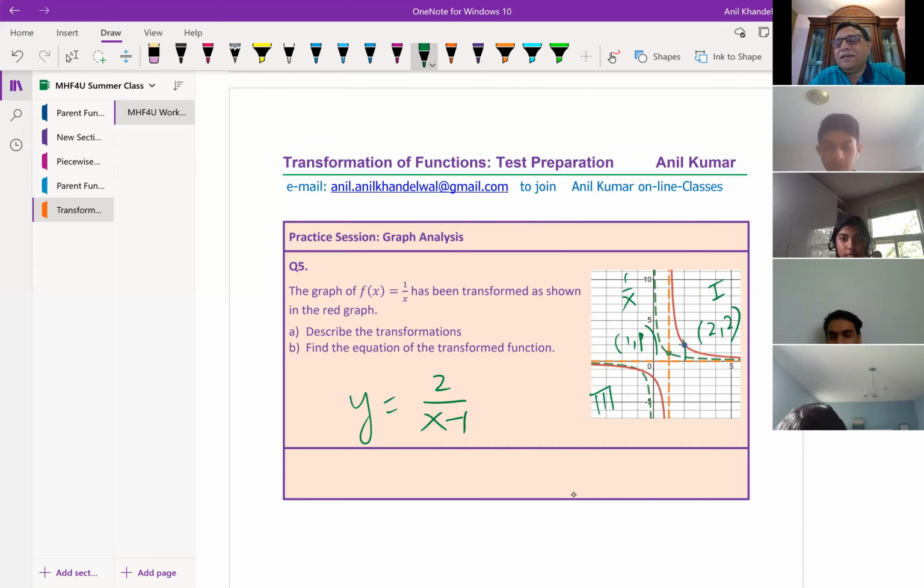Correct? The x value moved 1 unit right, and the y value moved 2 units up. 1 more unit up. Correct? But since the shape is different, both are not translations, there is a stretch factor. Do you get the idea? So if you write this as 1 over x minus 1 plus 1, it will be wrong. Do you understand?